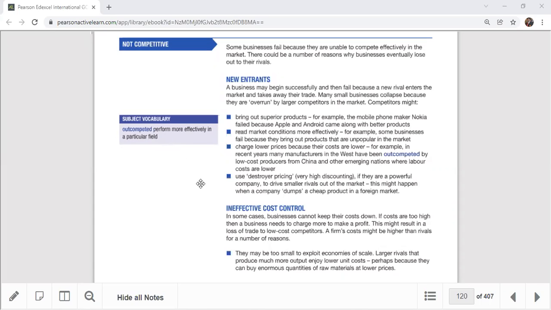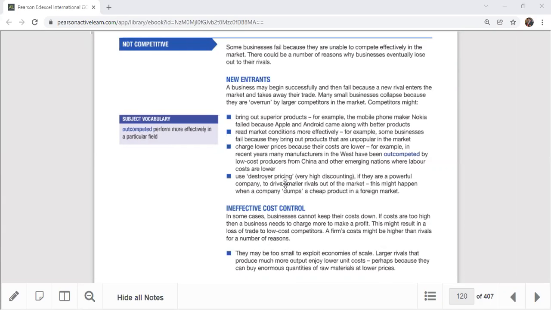And finally, the use of destroyer pricing. Destroyer pricing you will learn in my pricing lesson under the marketing management pricing mix. Destroyer pricing means sometimes giving very high discounts, very low pricing, sometimes less than your cost. It's a pricing used sometimes in situations where you want to outcompete your rivals on the market.